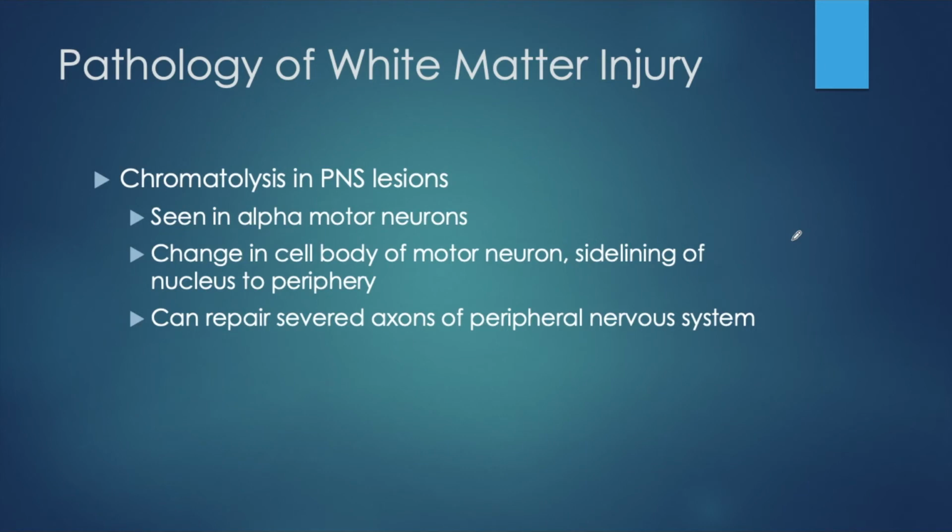When the axons of lower motor neurons are severed in peripheral nerves, the body of alpha motor neurons in the spinal cord undergoes specific changes. They undergo something called chromatolysis, which is a regenerative response that allows the alpha motor neuron to attempt regeneration of its axon. The nucleus moves to the side of the cell body, and the cytoplasm of the cell body swells.